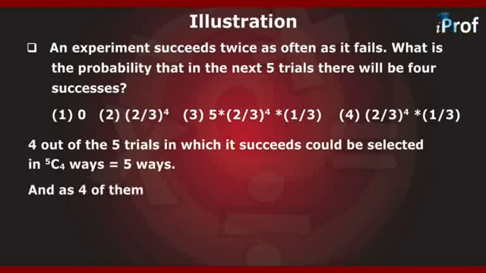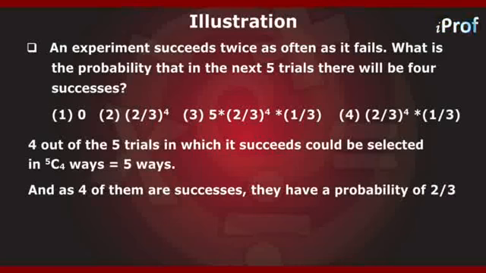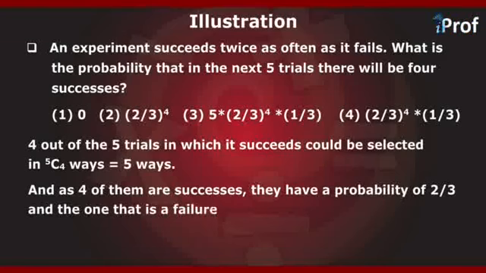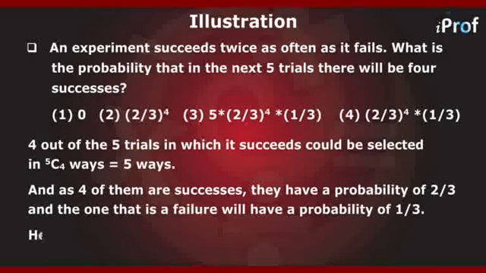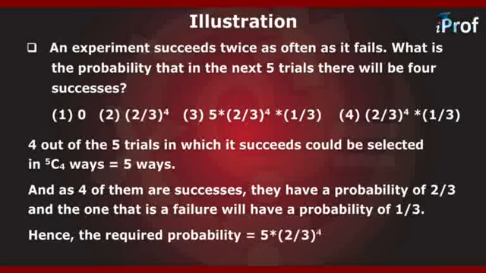And as 4 of them are successes, they have a probability of 2 by 3, and the one that is a failure will have a probability of 1 by 3. Hence, the required probability is equal to 5 into 2 by 3 to the power 4 into 1 by 3. Hence, the correct alternative is option 3.